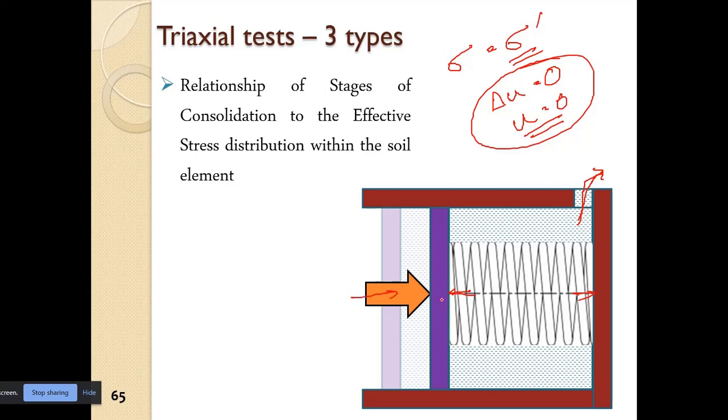So there will be a consolidation in the soil, and the soil will get compressed or consolidated, and the effective stress will be equal to the applied stress. So there is a consolidation here, right?